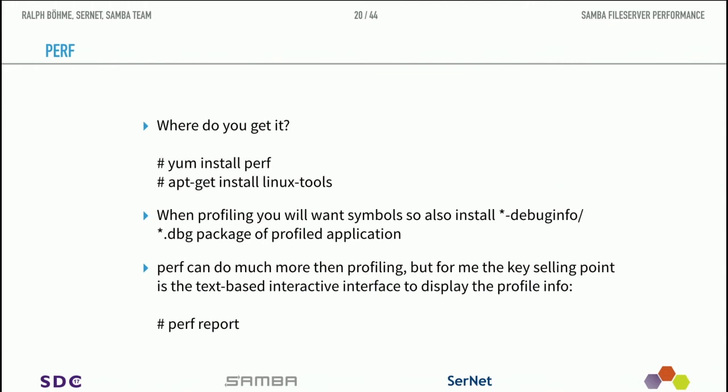Where do you get it? Well, you install perf, or apt-get install linux-tools if you're on Ubuntu or Debian. Usually when profiling an application, you really want not raw addresses, you want symbol names. So if you're compiling from source, compile with debug symbols. If you're installing from a package, make sure to install the debug info or debug packages.